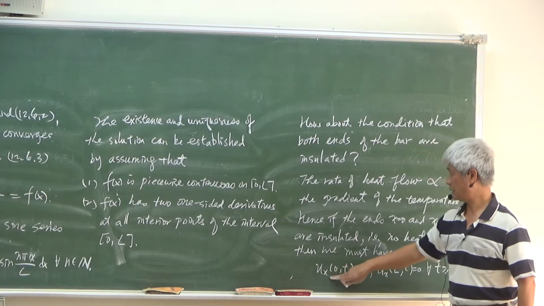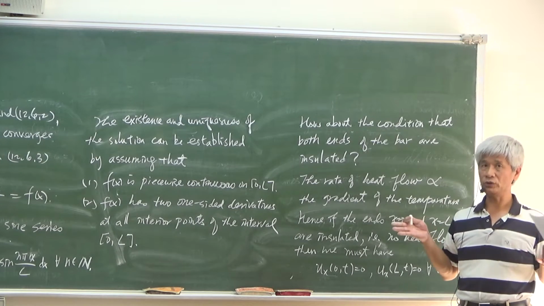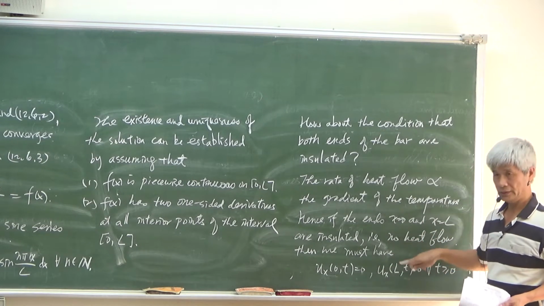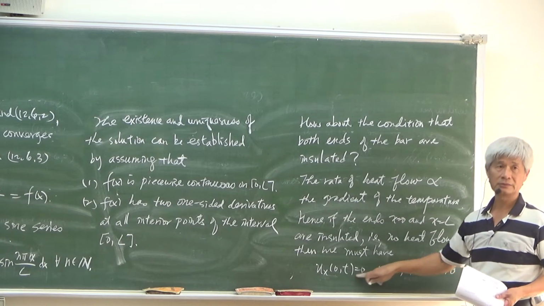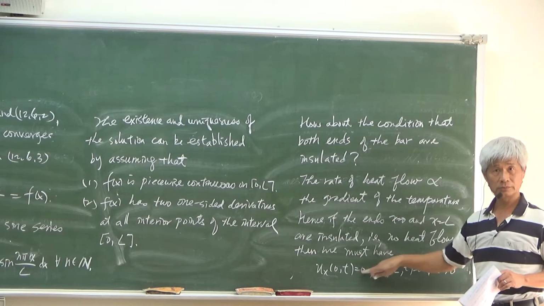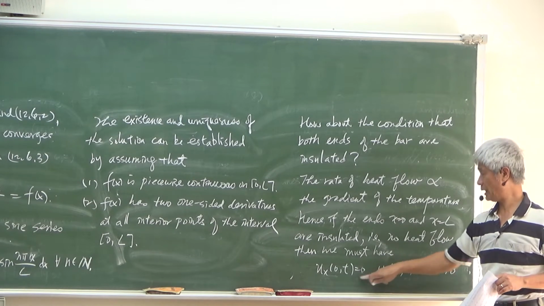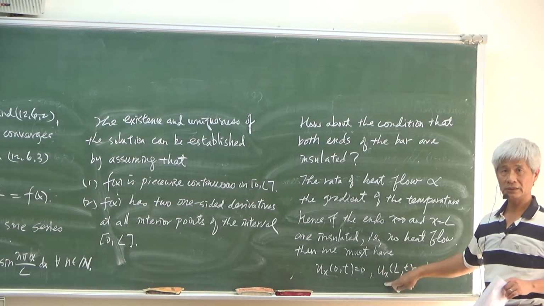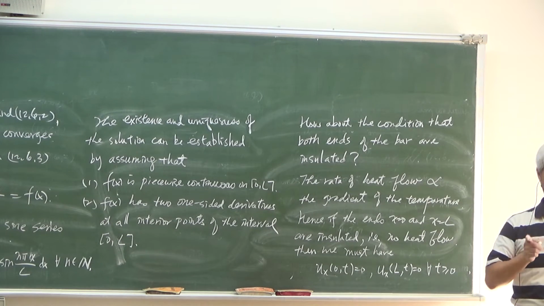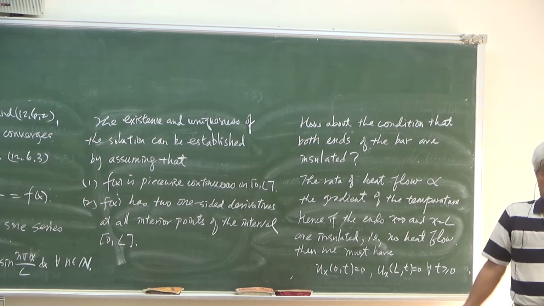So the gradient is 0 because you have no heat flow. At both ends you have no heat flow. So the two boundary conditions become u_x = 0 at both ends. Okay, so now we have two boundary conditions in terms of the first partial derivative of u with respect to x.